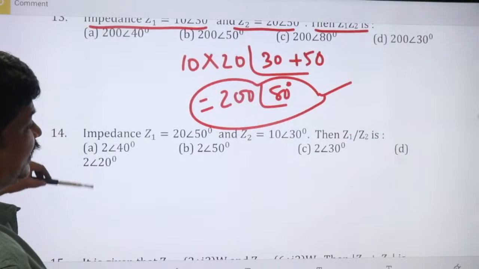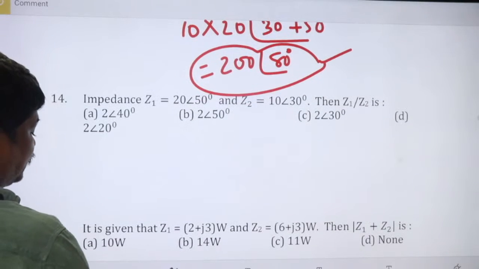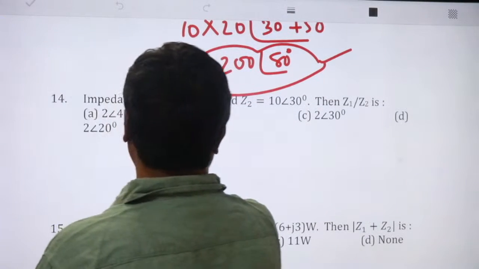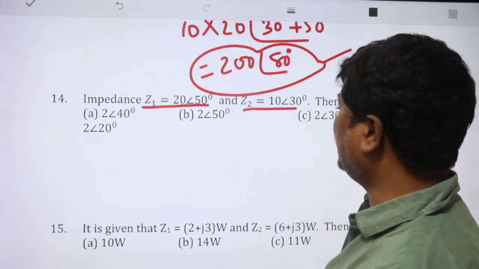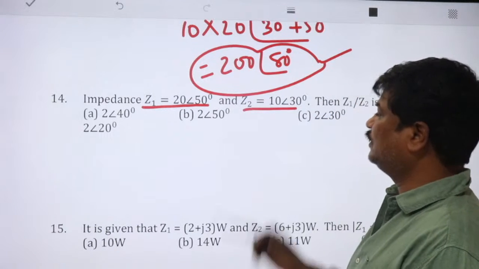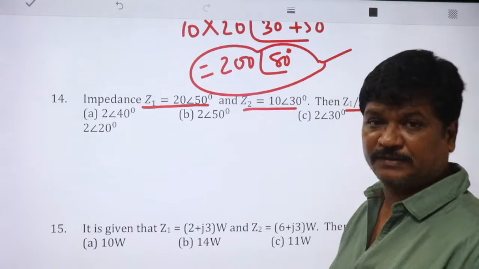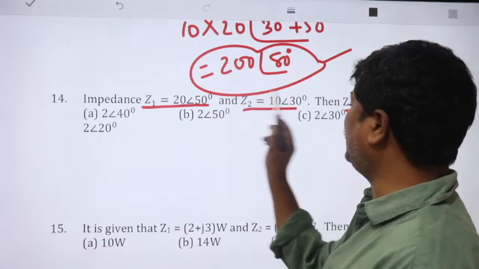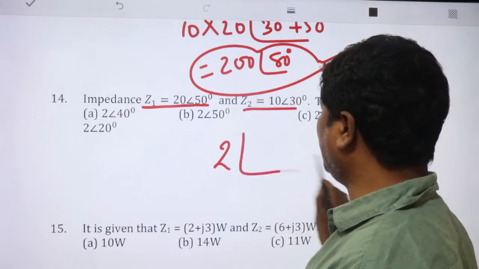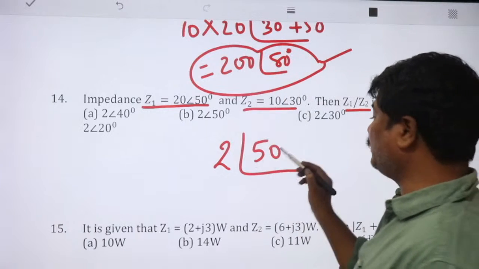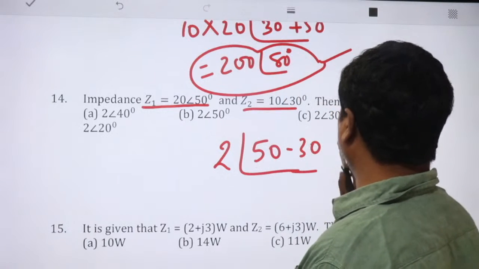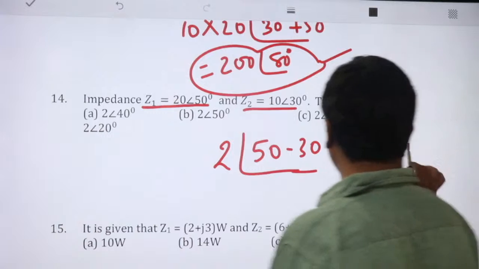The next question is, see here. The impedance Z1 is equal to 20 at an angle of 50. Z2 is equal to 10 at an angle of 30. What happens now? Z1 by Z2 is what? 20 divided by 10, 2 at an angle of 50. When it comes to the top, it becomes minus 30. That becomes 2 at an angle of 20 degrees.